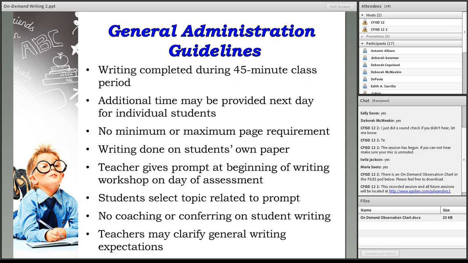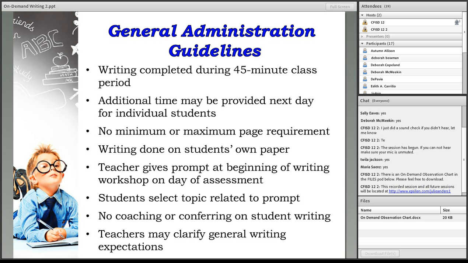Okay, for the district assessment, these are the general guidelines that we have. You're going to do the writing during one 45-minute class period. Certainly know this is something that's new to students. If there's additional time that's needed for individual students, then you can certainly do that the following day. But you want to see how much a child can get done with their writing, and evaluate that process. And this is the same amount of time that in Lucy Calkins' unit of study they allow for this quick little assessment. There's no minimum or maximum page requirement.